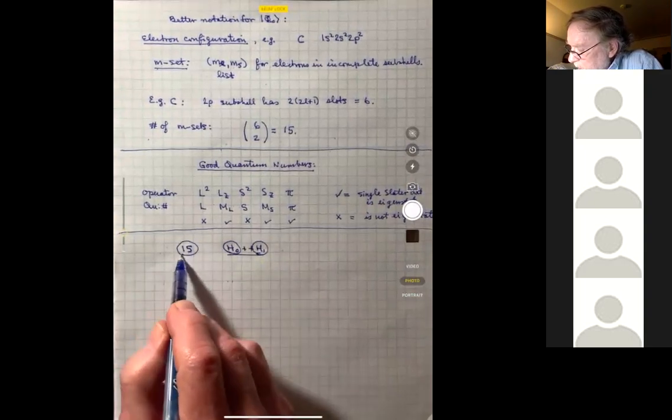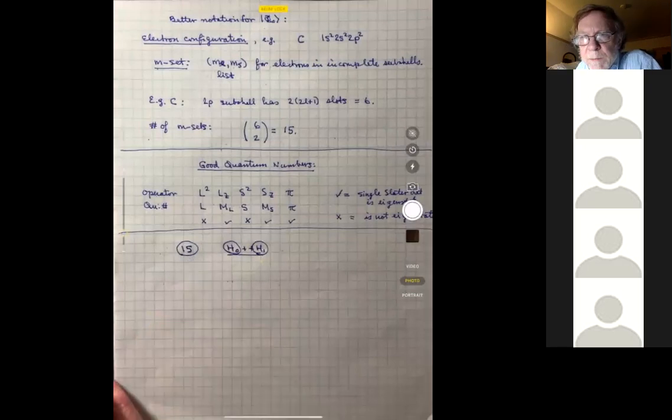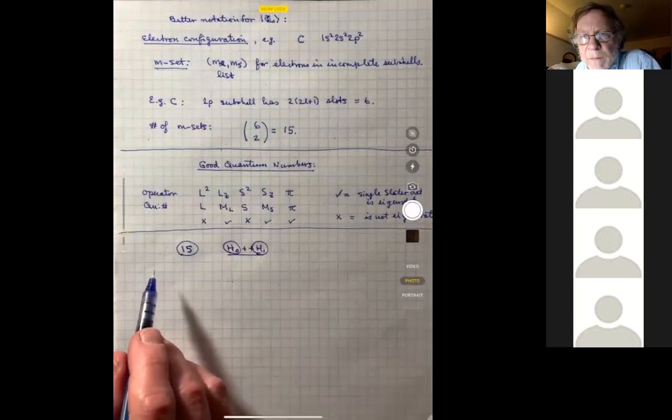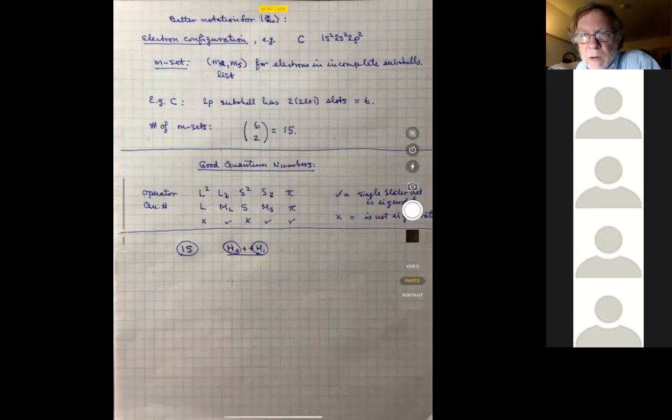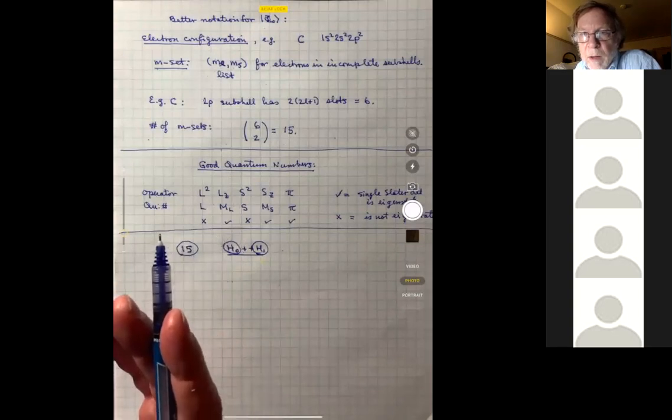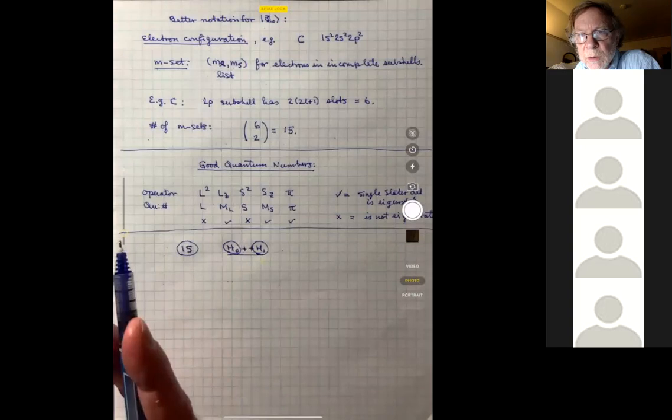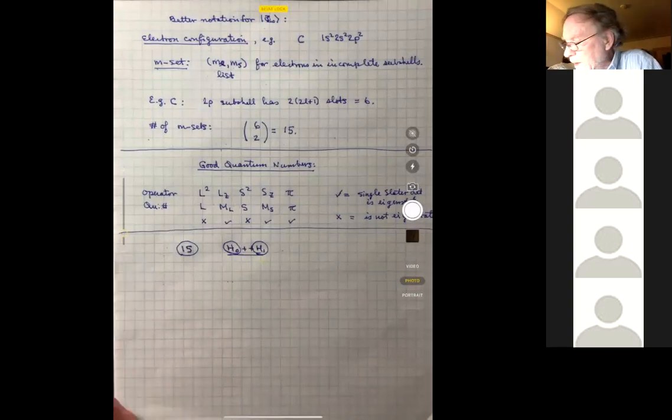Now then, the basis vectors of this 15-dimensional space, at least they start out this way, are the 15 Slater determinants we get by distributing those two electrons among the six empty orbitals. So that's what they are. They just differ by the orbitals they're in. Most of the orbitals will be the same. All the core orbitals are the same for all of the Slater determinants. It's just the last two, for the incomplete subshell, that get distributed in different ways. Anyway, that's what they are.